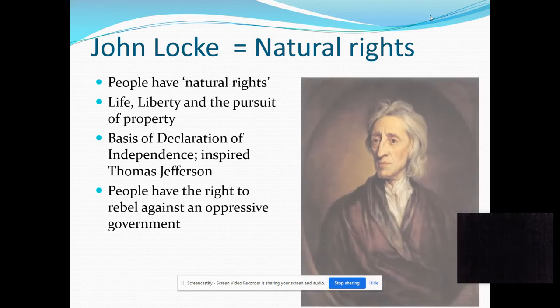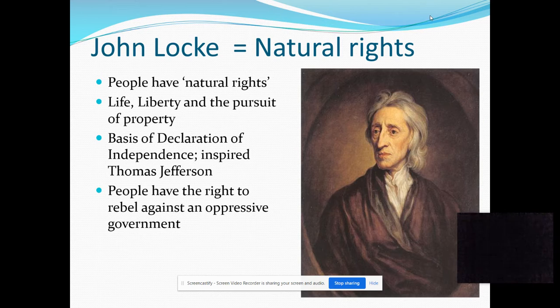What John Locke said was that people have the right to rebel against an oppressive government. So those ideas of life, liberty, pursuit of property, and that people had the right to rebel against an oppressive government were the ideas that John Locke contributed to our Declaration of Independence, and that's John Locke over there on the right. I don't know, I think I'd swipe left on him, but poor John Locke. Okay, so the first of our influences is John Locke and natural rights.